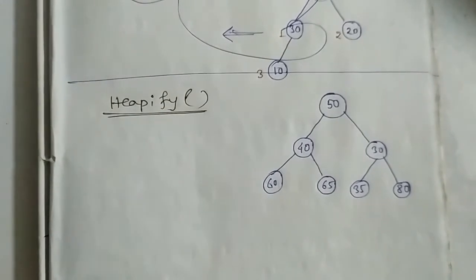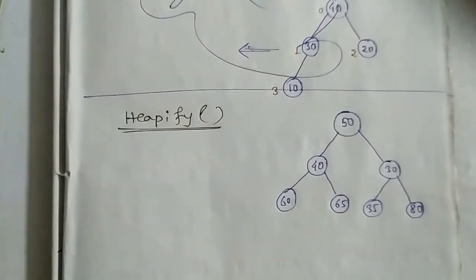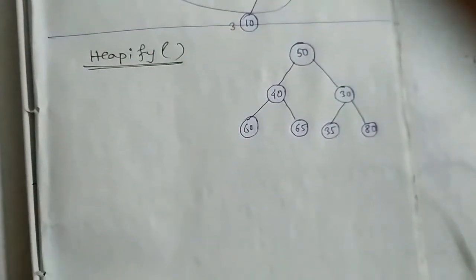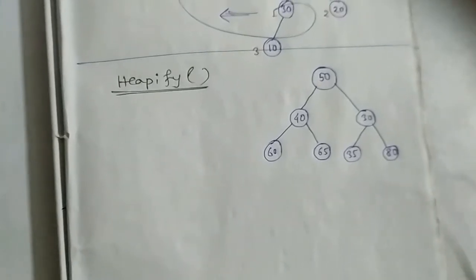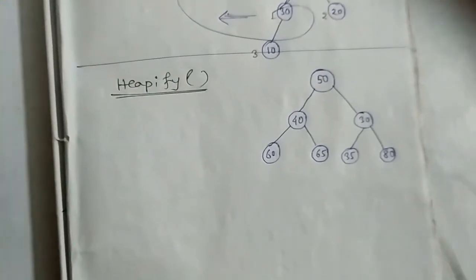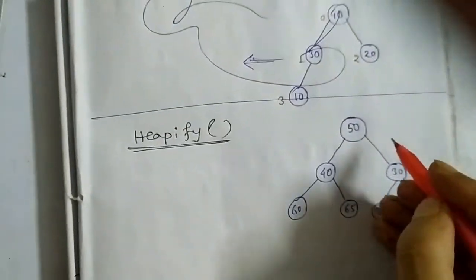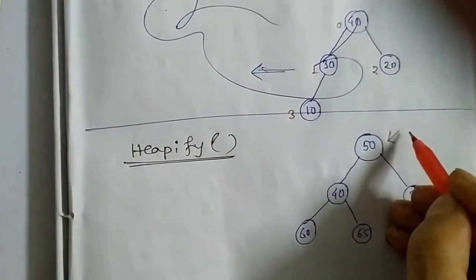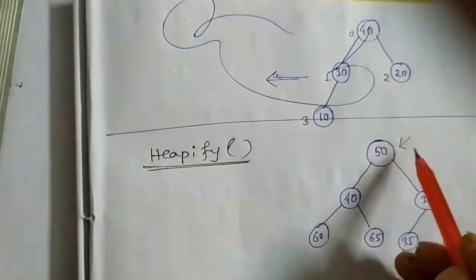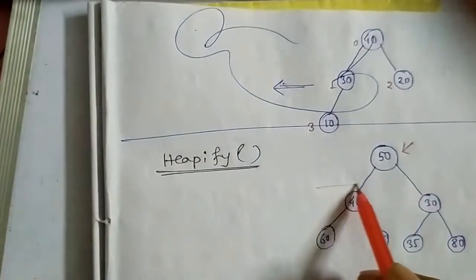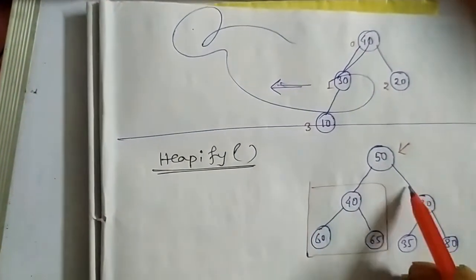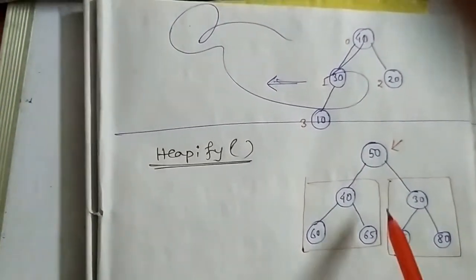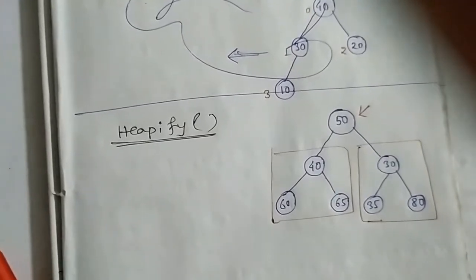Now let's see how we can implement the heapify function. We can implement heapify on any node only if its right and left subtrees are already min heaps. What does that mean? Suppose here I want to call heapify on this root node. I can call heapify on this root node only if my left subtree and my right subtree are already min heaps. Only then I can call a heapify function.